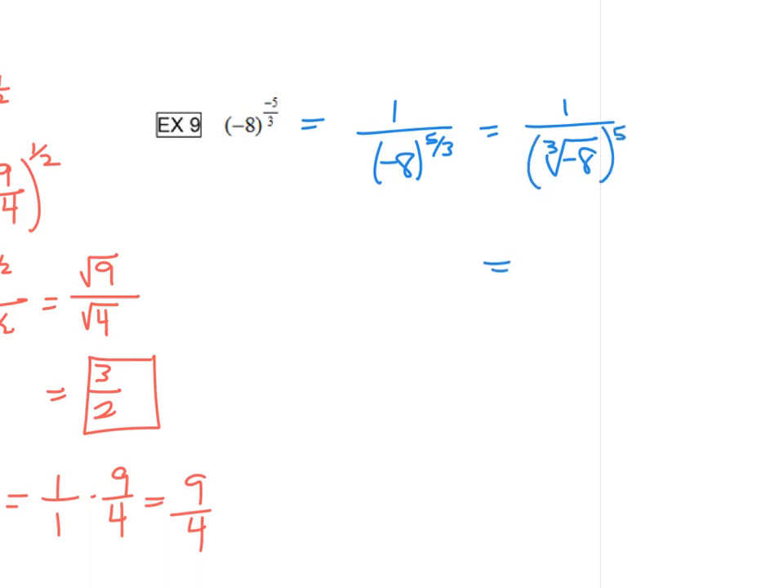Now, can you take a cube root of a negative number? Yes, you can. So cube root of -8 is just a -2, so 1 over -2 raised to the 5th power. And if you have a -2 raised to the 5th power, if you multiply 5 -2's, you get a -32. So 1 over -32, let's go ahead and throw that negative on top, so we have a -1/32.